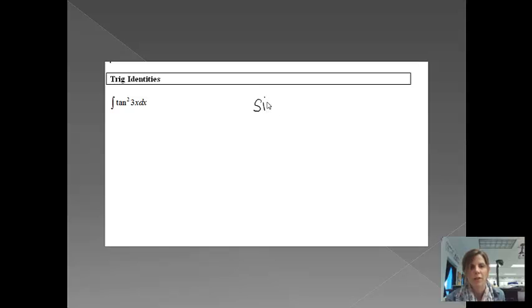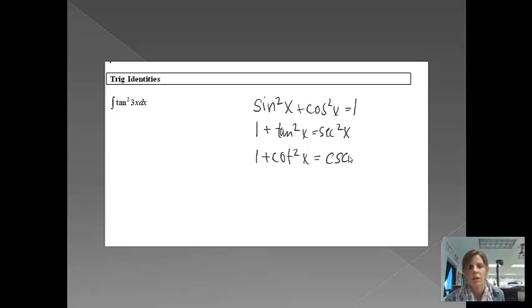They're all Pythagorean identities. The sine squared x plus cosine squared x. Hopefully you remember that that equals 1. But we do have 2 more. Another one would be 1 plus tangent squared x is equal to secant squared x, and a third one is 1 plus cotangent squared x is equal to cosecant squared x.